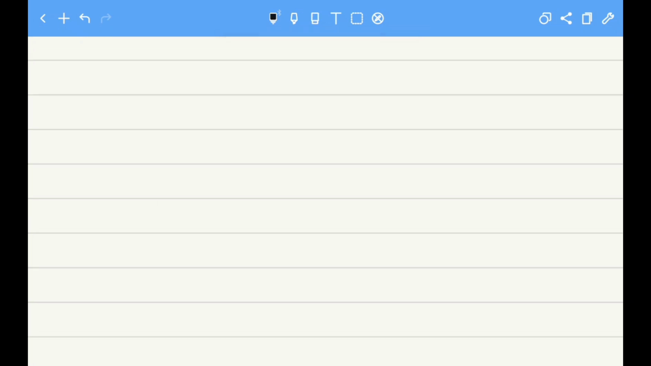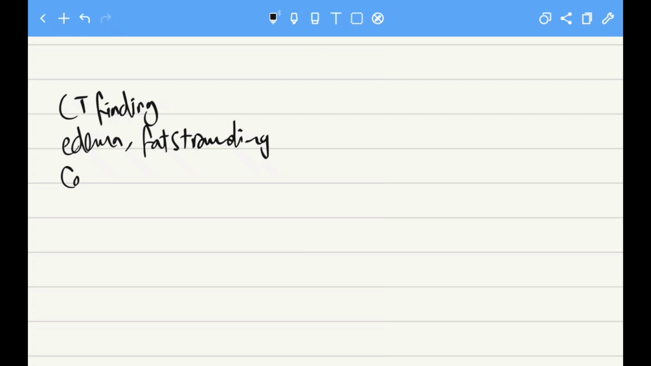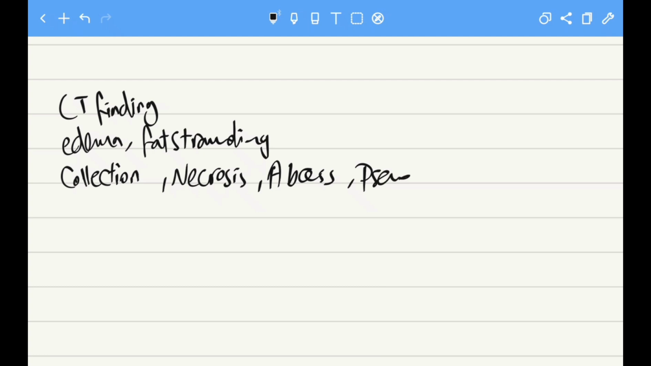Okay, what are the CT findings in acute pancreatitis? First, there will be edema, fat stranding, collection, which may be fluid, more fluid. There will be necrosis, abscess, and finally pseudocyst.